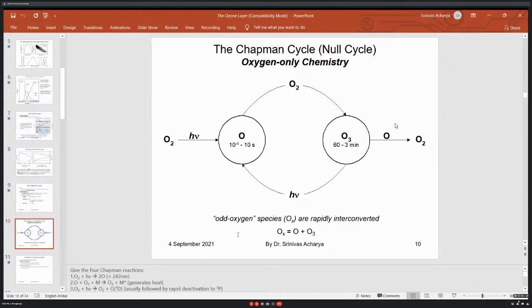So you can have this odd oxygen species. That means only O or O3 are rapidly interconverted. That is Ox is equal to O plus O3, and this is called your Chapman cycle or null cycle of ozone depletion and formation.